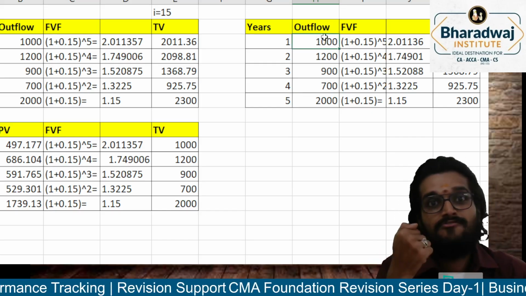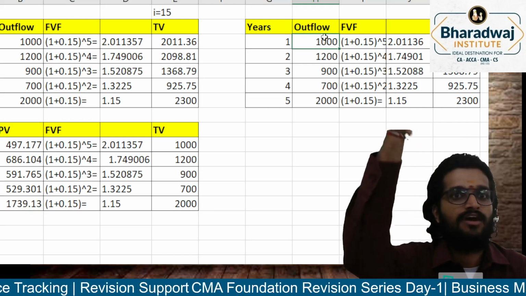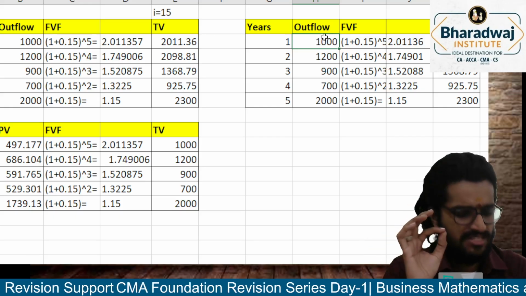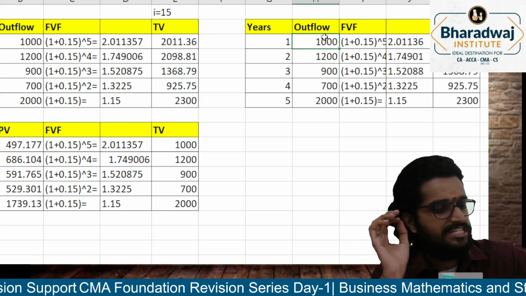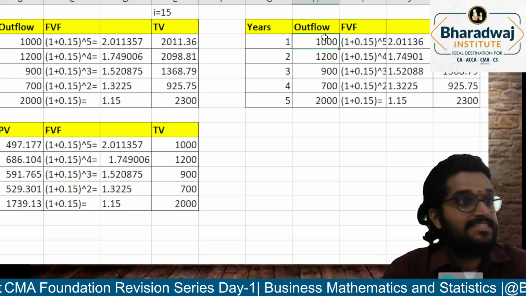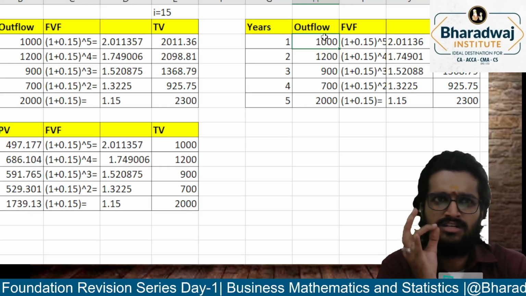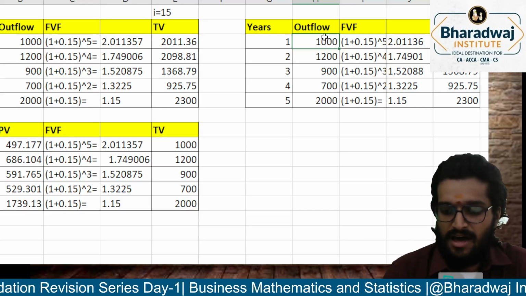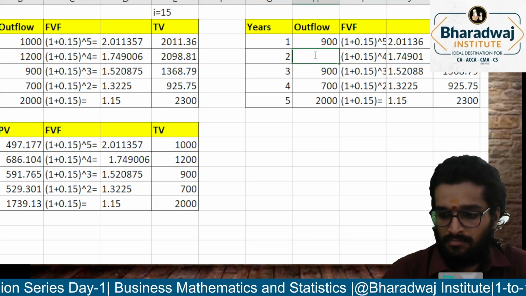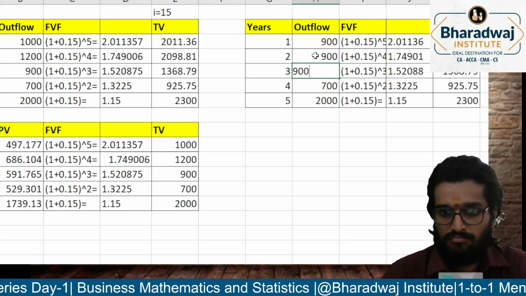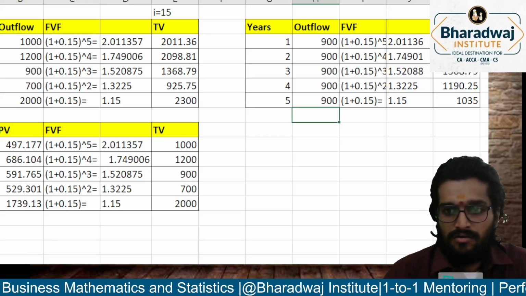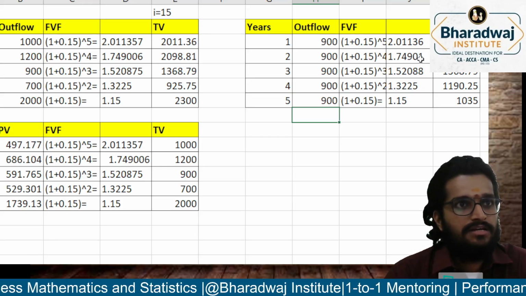Instead of variable outflow, different cash flows, I am investing a constant amount each year. Example, RD, recurring deposit, or SIP. I am investing a constant amount. Say every year 900. My terminal value got changed, right?